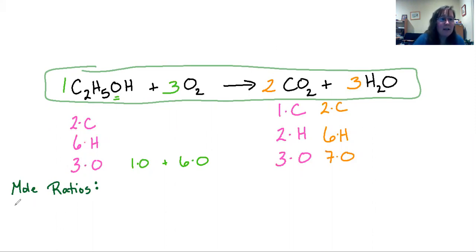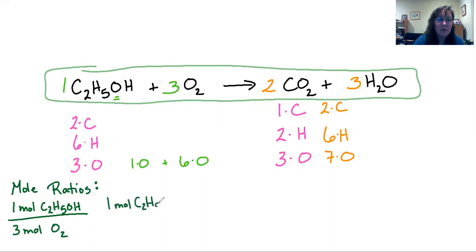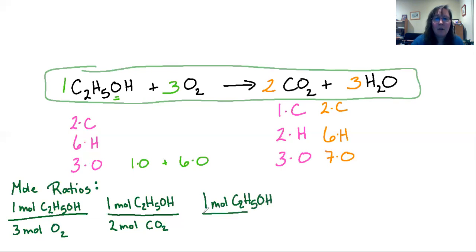So the first one here is 1 mole of ethanol, C2H5OH, to 3 moles of oxygen. And then we have 1 mole of ethanol to 2 moles of carbon dioxide. And you want to make sure when you're coming up with these that you don't duplicate any. Okay, and then we have 1 mole of ethanol, C2H5OH, to 3 moles of water.